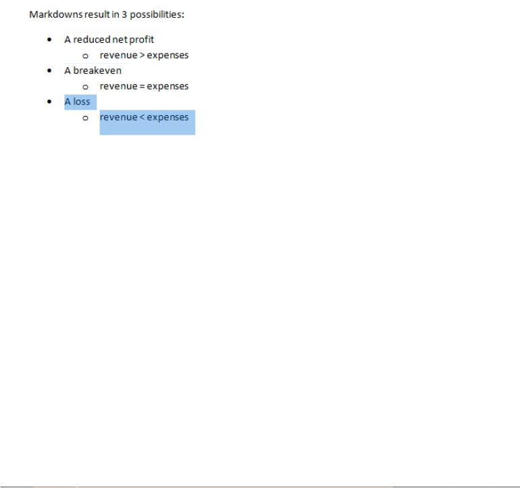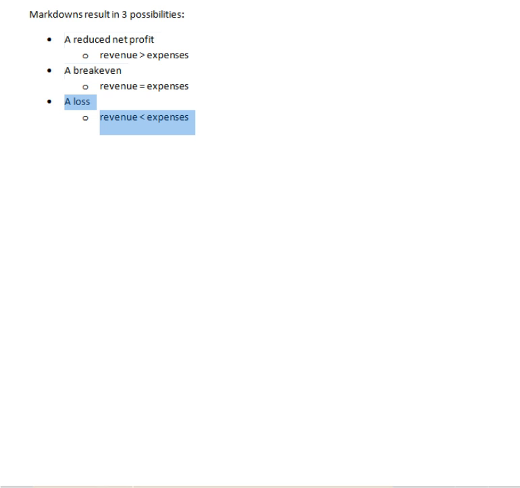Or there could be a loss. And that's when the revenue that they took in was less than the expenses they paid out for it. All right? And you might be questioning, why would a business sell something for a loss? Well, let's say we had a company that has an item for a year and a half, and they realize that it's not going to sell for the price it's at, so they might as well get something for it rather than it just sitting in their store. So they offered a lower cost, which is less than what they paid for it, but at least they're taking something in.